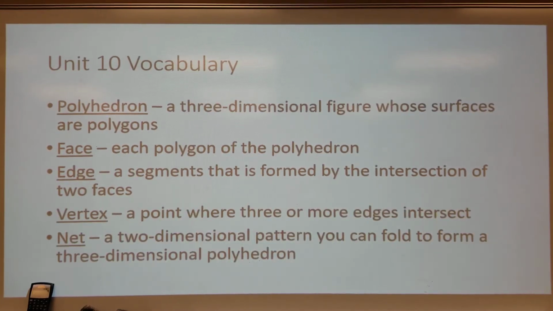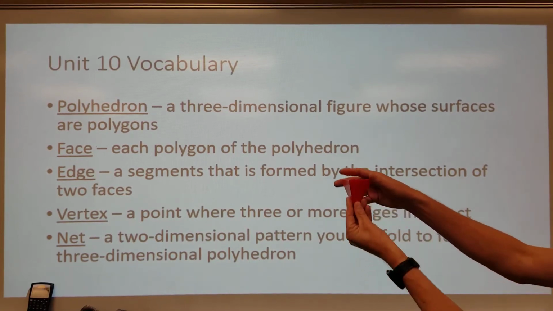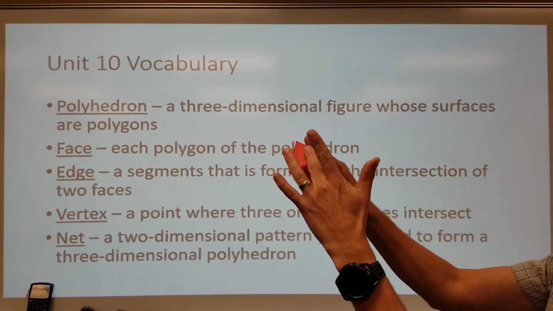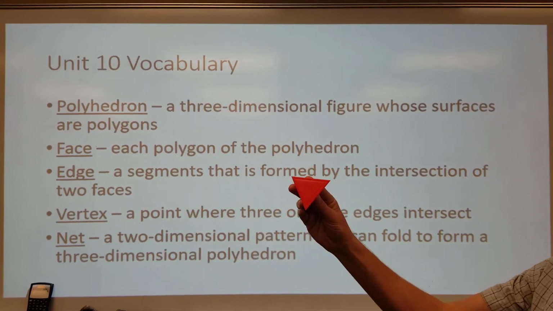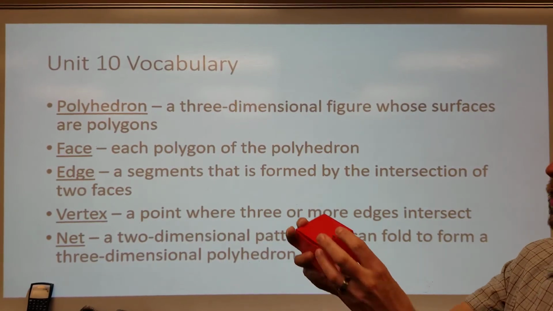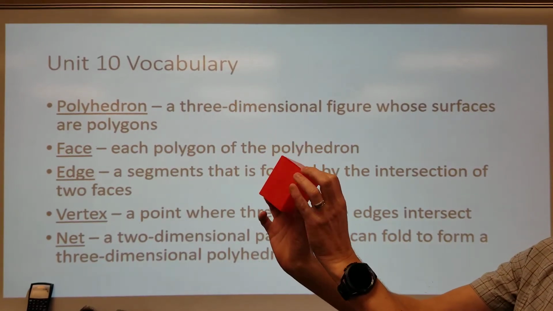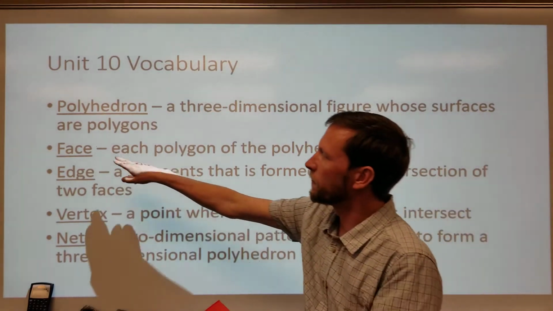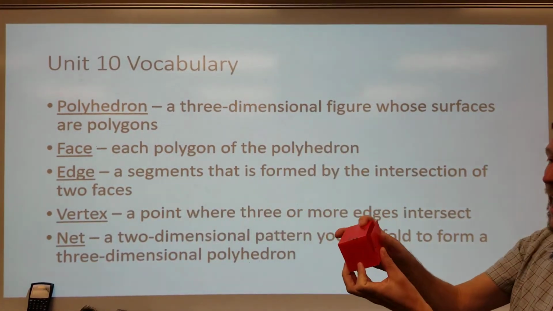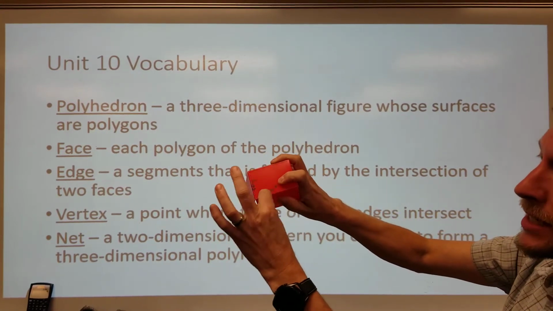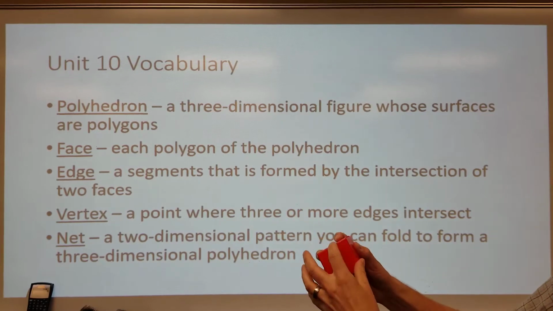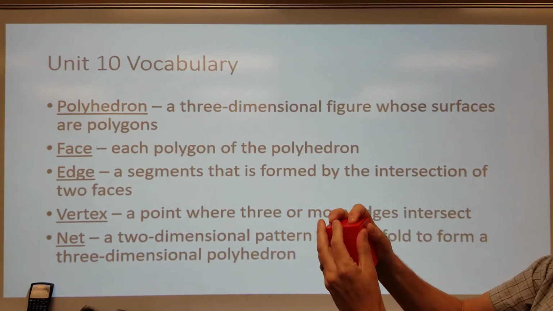A polyhedron is basically just a three-dimensional object whose sides or faces, whose surfaces, are polygons. Whether those polygons are triangles or rectangles, we want to make sure that we are identifying each of the faces, the surfaces, as these polygons. An edge is where two polygons meet and they make a line or a line segment. That is an edge. A vertex is kind of like the pointy part.